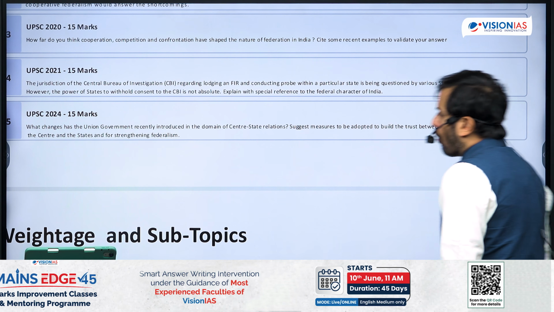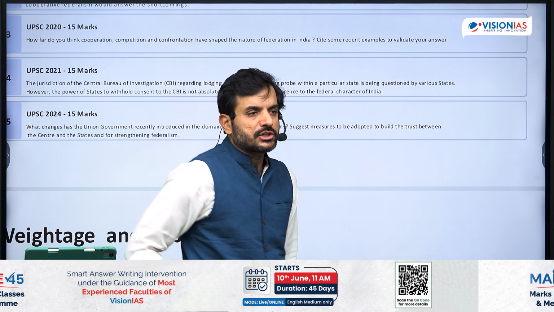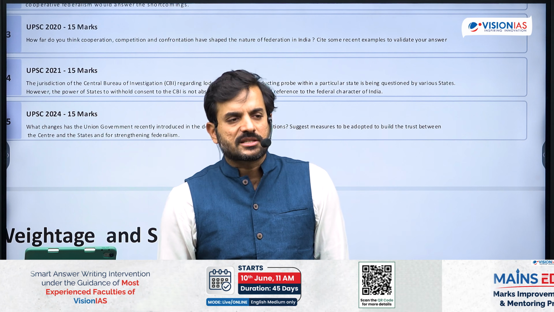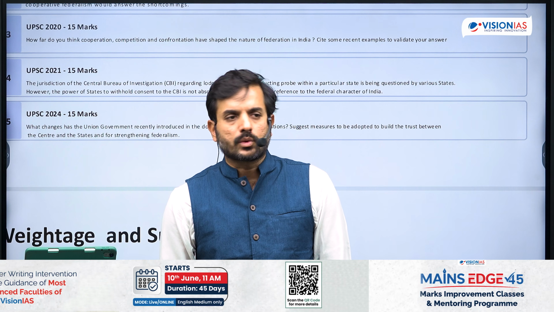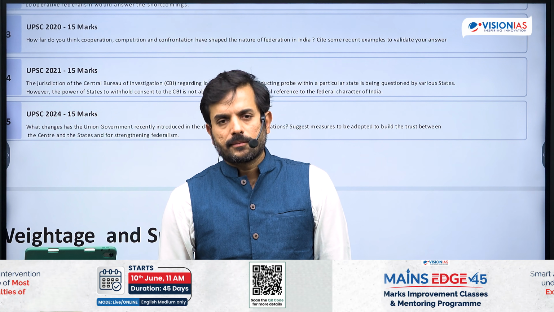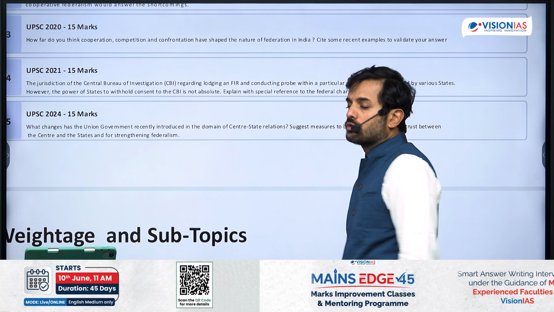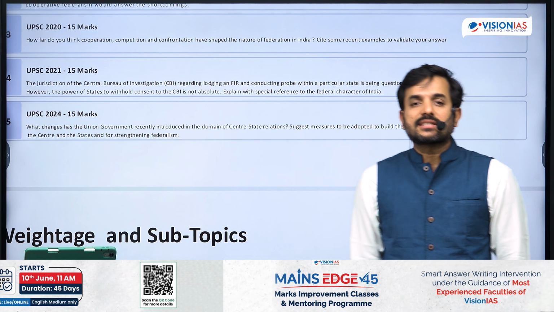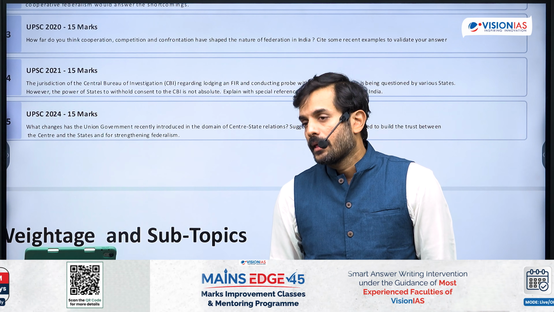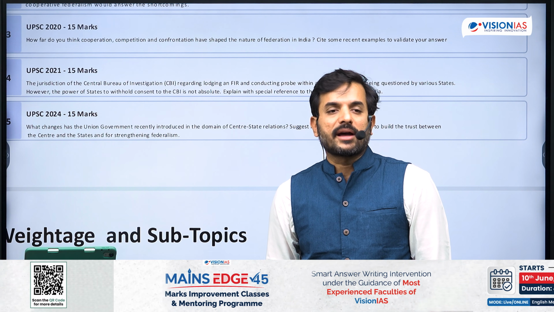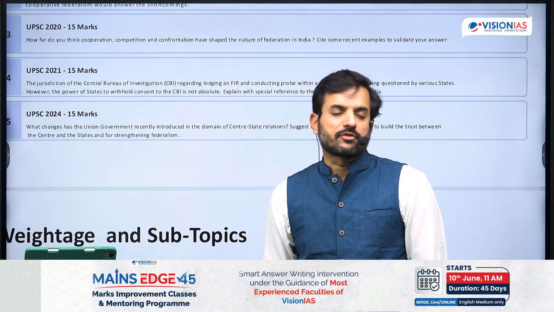However, the power of the states to withhold consent to CBI is not absolute. As you would know, in order to conduct investigation in any particular state, CBI either needs a specific consent or a general consent from the state government. In that case, they do not need case-to-case consent from the state government. So the power of the states to not give consent to the CBI is not absolute. There are certain conditions in which states have to give consent to the CBI for conducting investigation. For example, if it is a case inquiry that has been ordered by the court, then the states cannot refuse consent to the CBI.